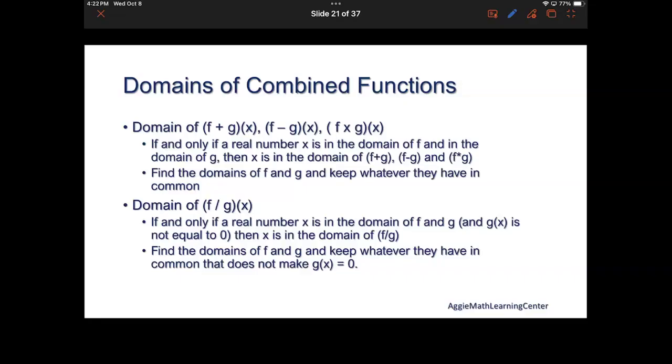Okay. And the domain of f divided by g of x is different because we have that added restriction that g of x can't be 0, right? So if and only if a real number x is in the domain of f and g, and in parentheses, g of x is not equal to 0, then x is in the domain of f divided by g. The only difference is this added restriction that g of x cannot be equal to 0. So if a given input makes g of x equal to 0, that input cannot be in the domain of the function f divided by g.